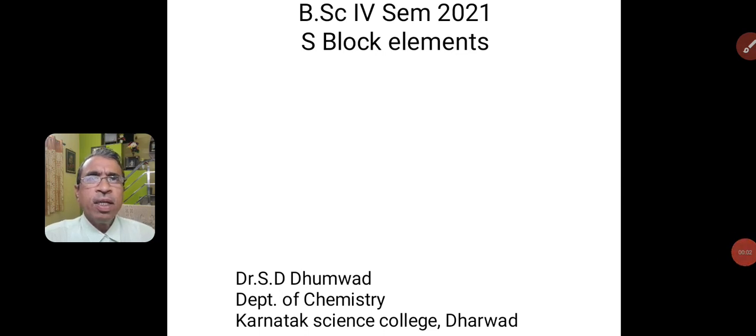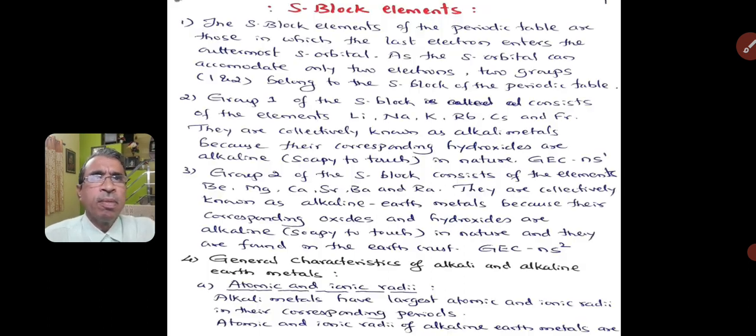Dear students, today let us study about the S block elements. The S block elements are present at the extreme left in the periodic table, and it comprises two groups, that is group 1 and group 2. Group 1 of the S block consists of the elements lithium, sodium, potassium, rubidium, cesium and francium.